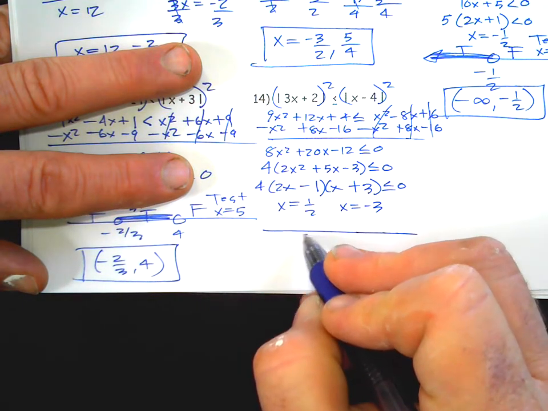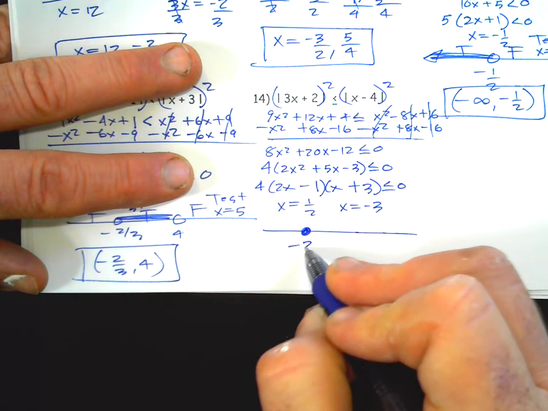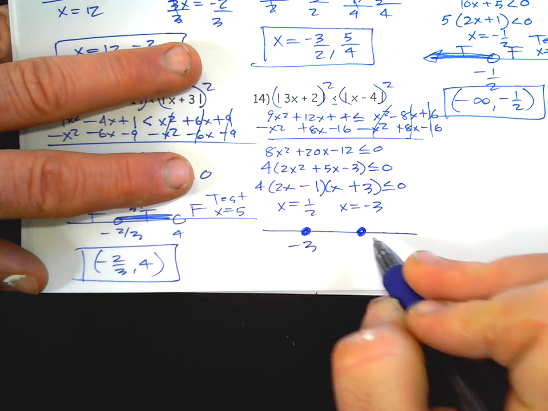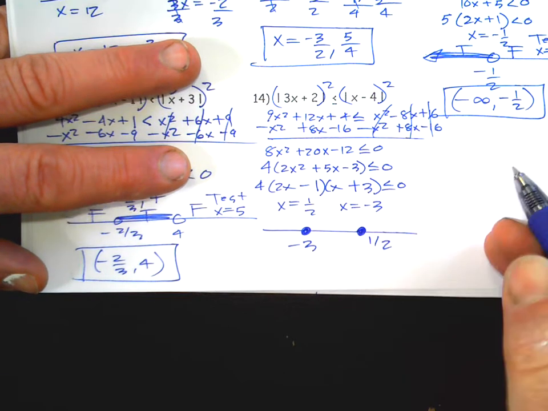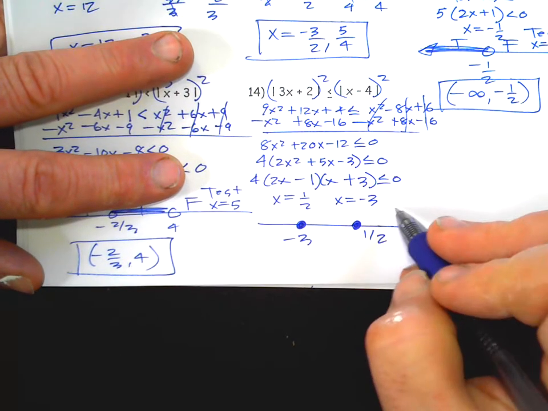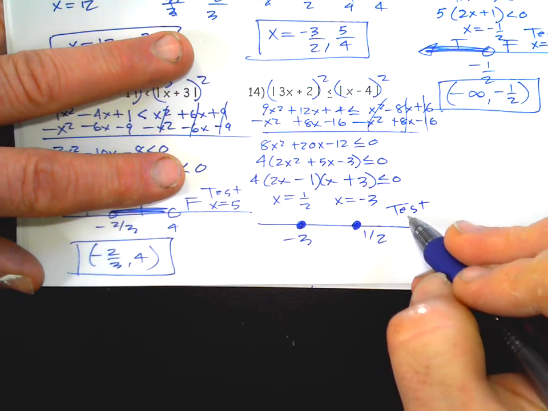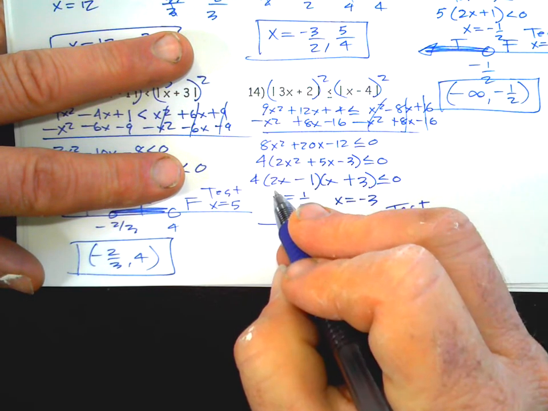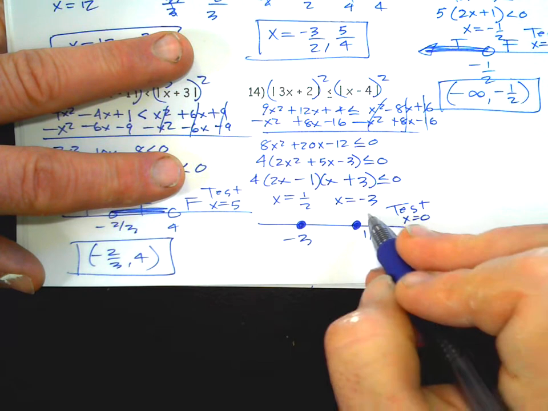Line check, solid dots. Don't lose points on your test next week because you didn't put solid dots and mess up your final answer, parentheses, brackets. I'm going to test 0. It's going to be negative, which is true.